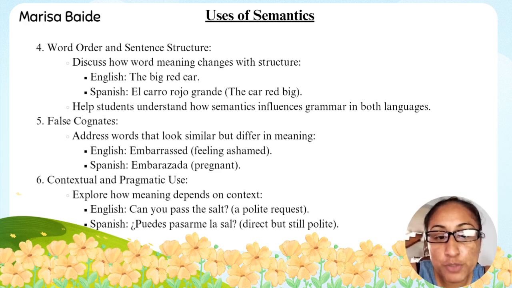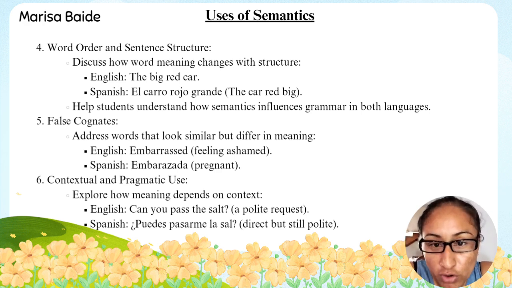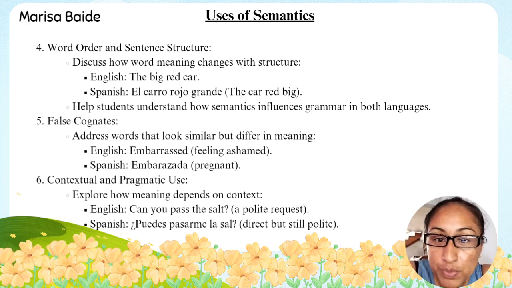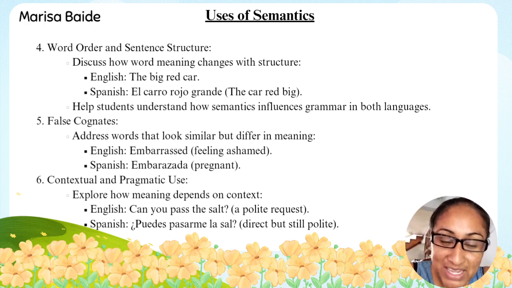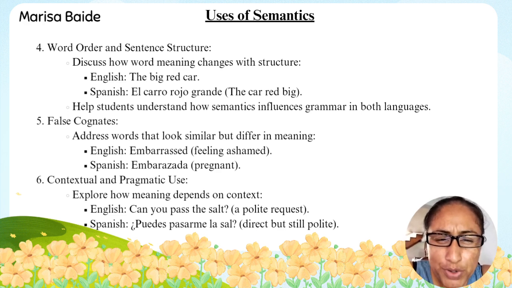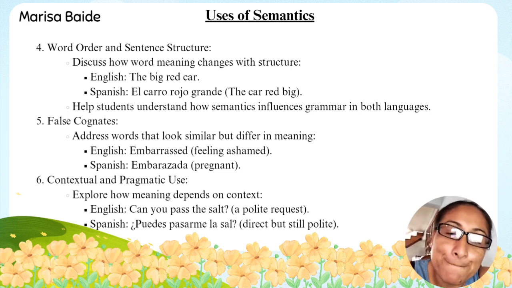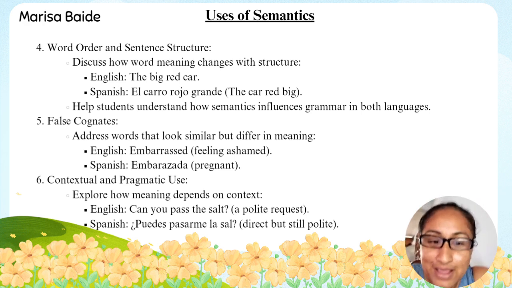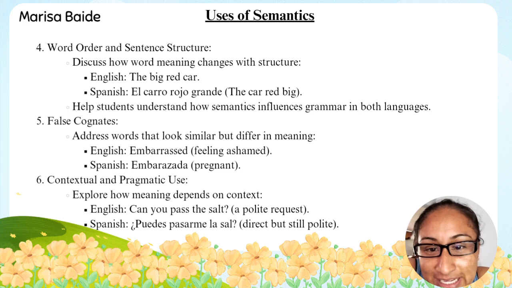But if we should put this in Spanish, we will not put the adjective in front of the noun. We would say el carro rojo grande, the car red big. So as an English speaker who translates things in Spanish, we would usually say that it's kind of backwards, right? Another one that we look at is false cognates.